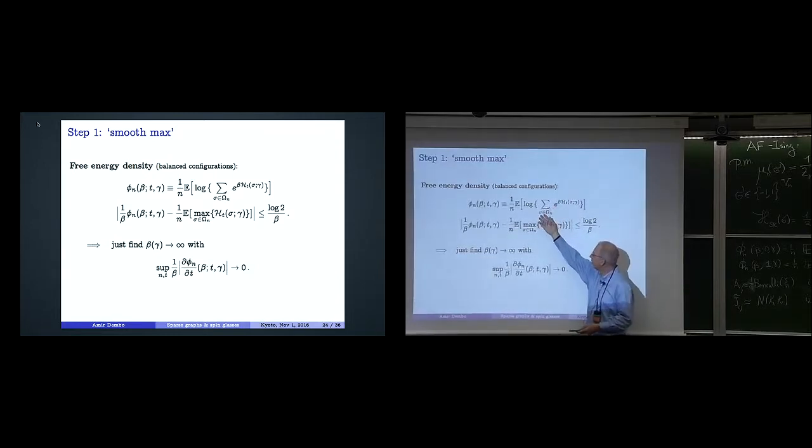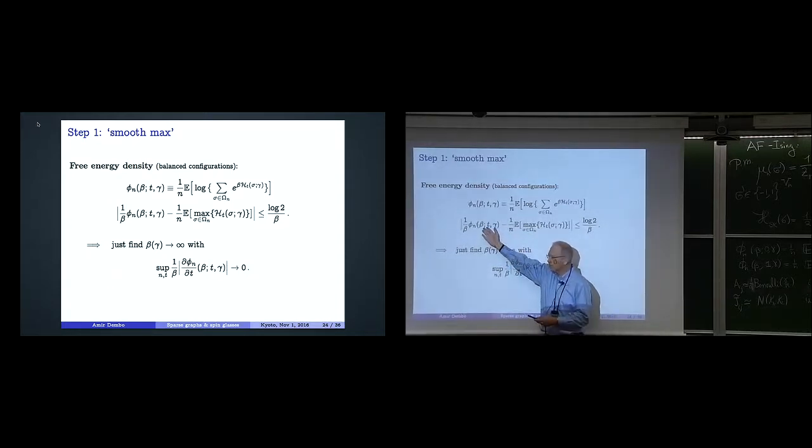2 to the n is a large number, but log of 2 to the n is only n log 2, and at the end you also divide by beta. That's good news, so if beta goes to infinity, this will disappear. So if I take beta to infinity, I can get rid of this. But in order to get rid of this, I need to take beta to infinity before I take n to infinity. So I need a uniform in beta upper bound on the difference.